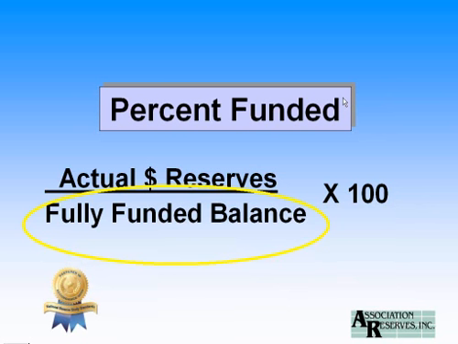This computation is something you do annually as part of the reserve study update, reported as of the first day of the fiscal year. Like the fully funded balance, it's a simple calculation. It's actual reserves divided by the fully funded balance multiplied by 100, so it's expressed as a percentage.